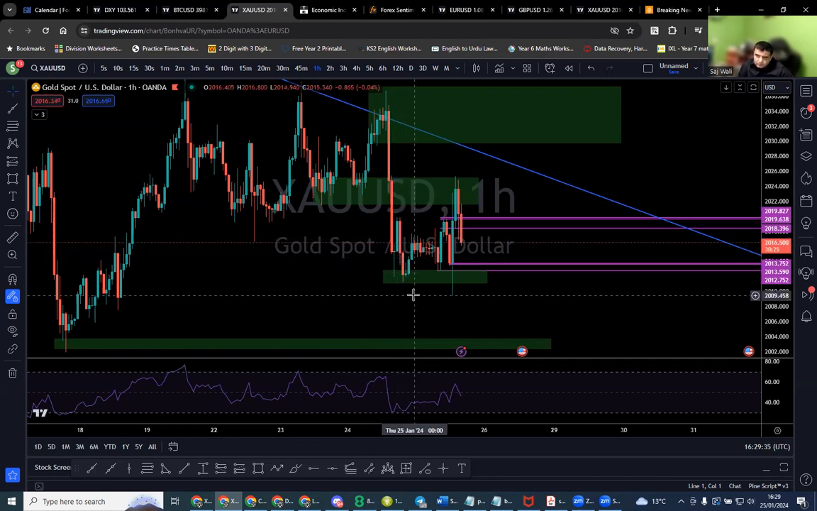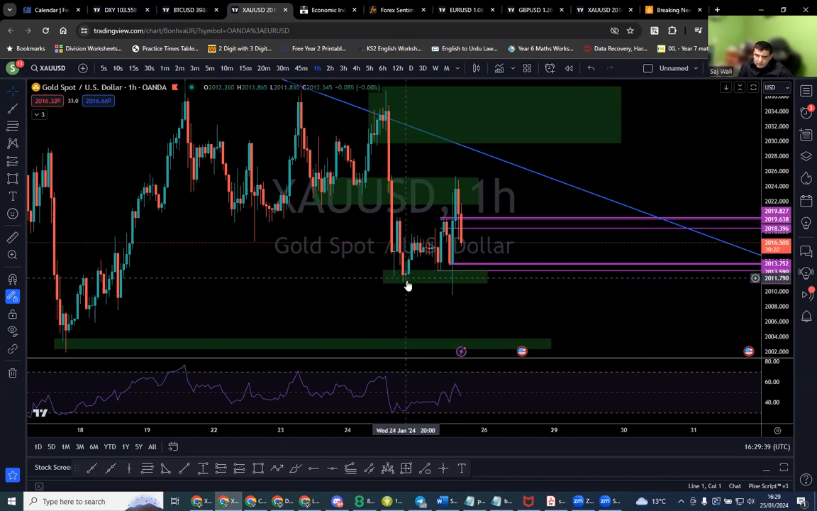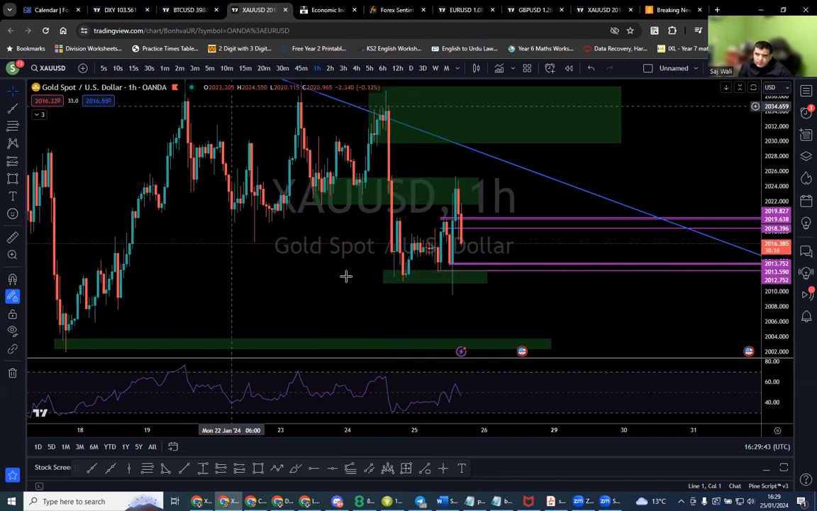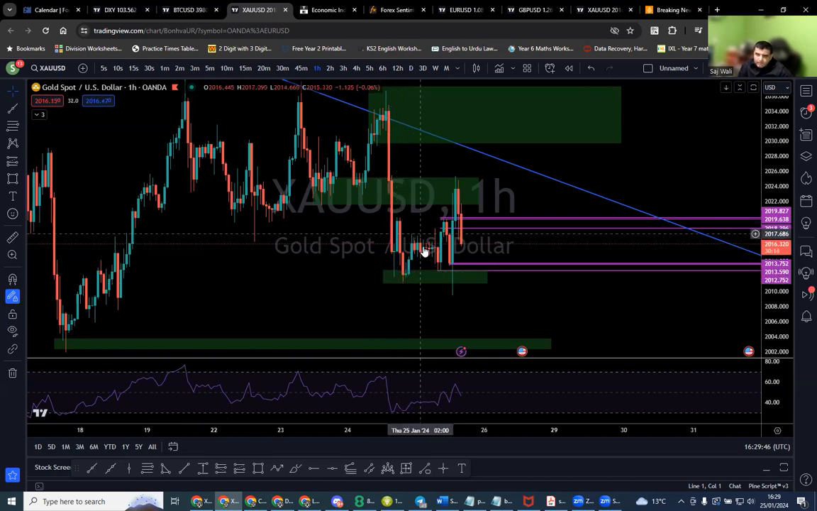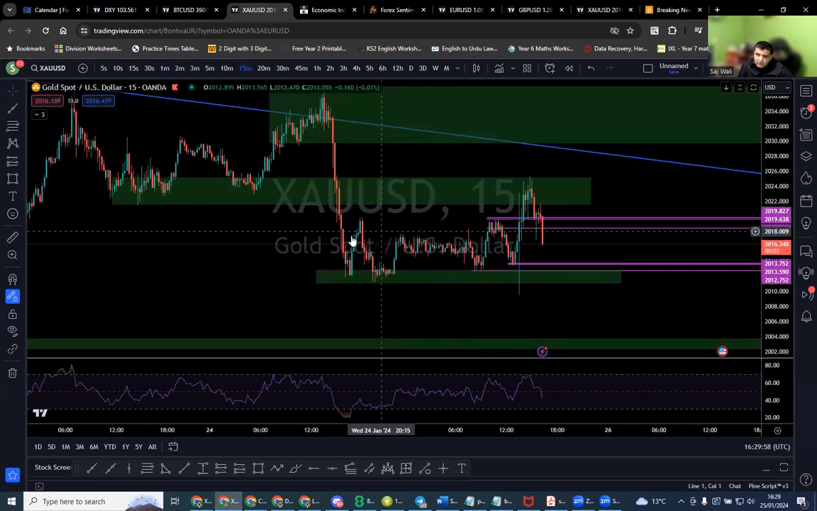Also, once the market is here on this level, smaller time frame, you possibly took a buy trade here. And first profit, it should be around, let me go to smaller time frame. Yeah, this could be a first take profit here.